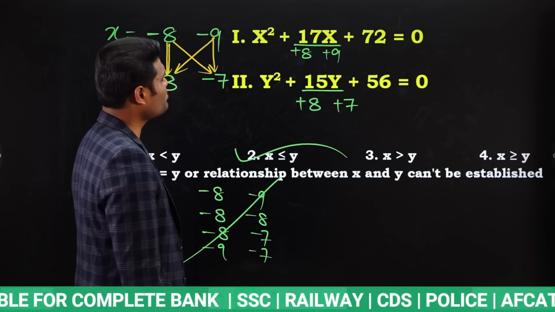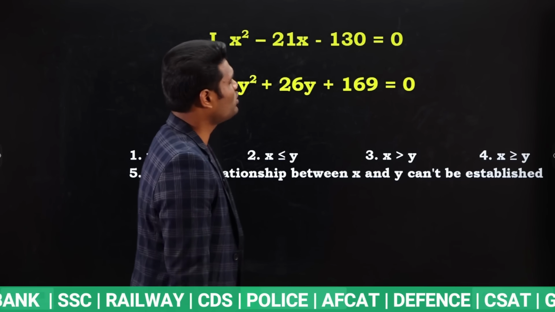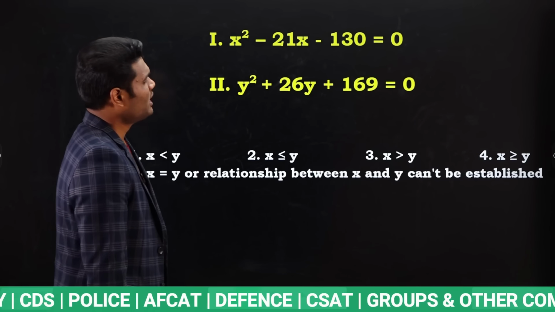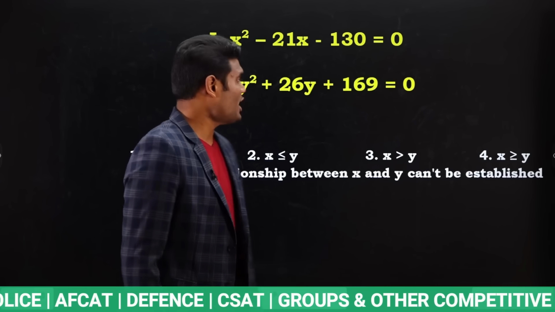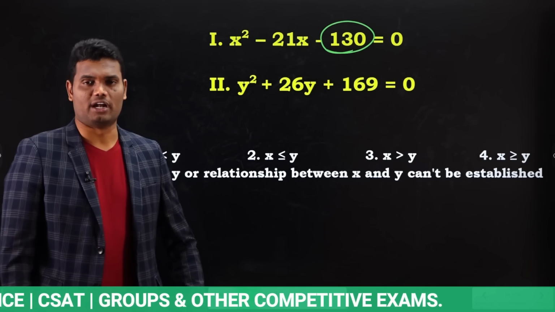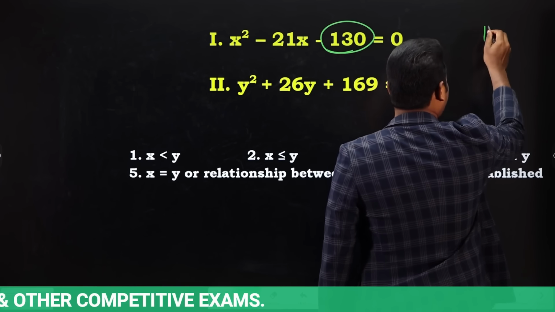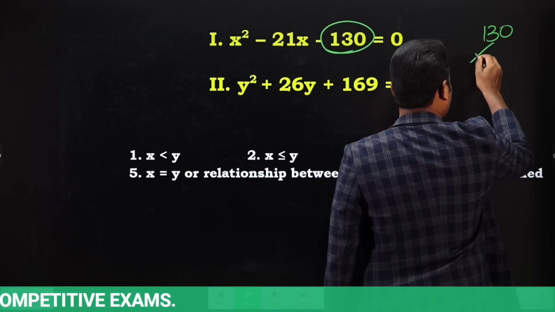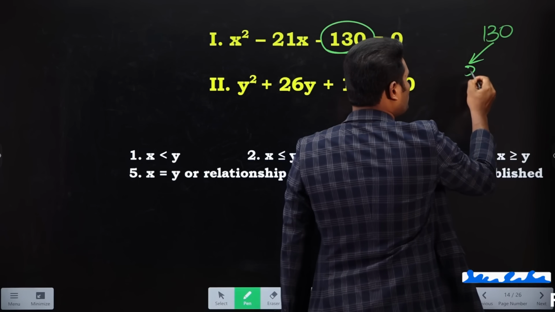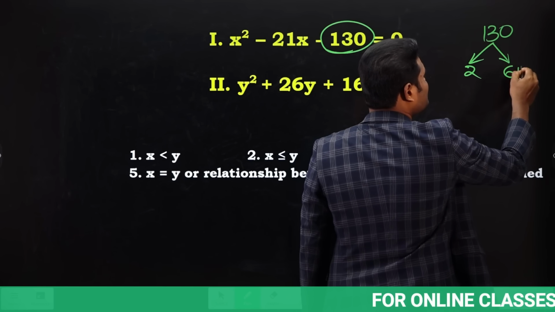Okay. Next one. X square minus 21x minus 130 equal to 0. Y square plus 26y plus 169 equal to 0. Now look here, whenever the numbers are big, again so many students will feel difficult. Look here, you need not worry about that. If the numbers are big, you can make it simple. Simply what you will do is divide by smaller numbers. If you divide by 2, now 2 cancels in 130 how many times? It is going to cancel 65 times.